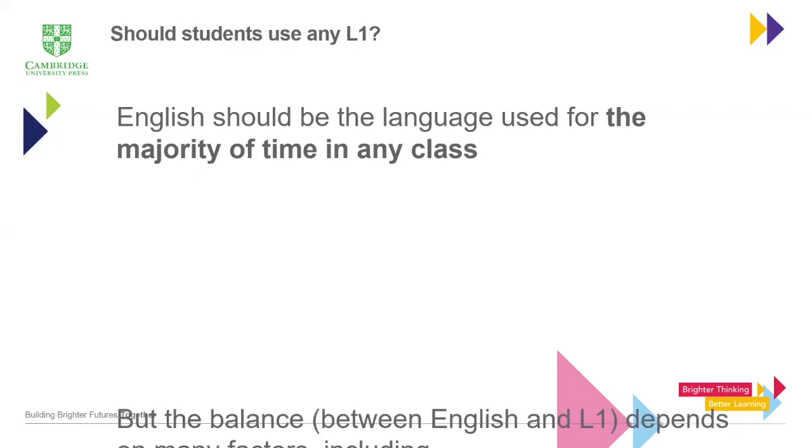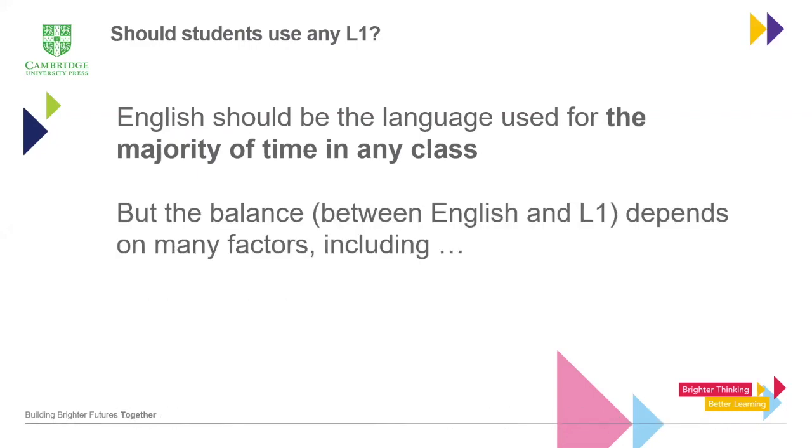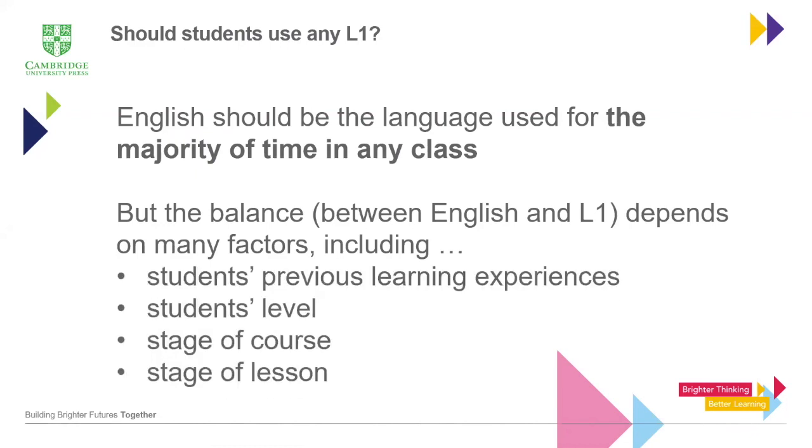And the four I want to highlight here are these, but just look at this. He says the balance between English and L1 will probably depend on many factors. And he mentions students' previous learning experiences. How have they learned English before coming to you as their teacher? What's their level? Where are they in the course? Is it the beginning of the academic year? Is it the end? And indeed, what about the lesson? Is it the beginning of the lesson, or is it the end of the lesson? So all of these factors may have an impact on the balance between using English and L1.